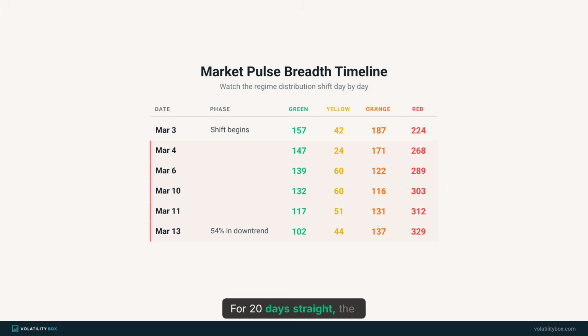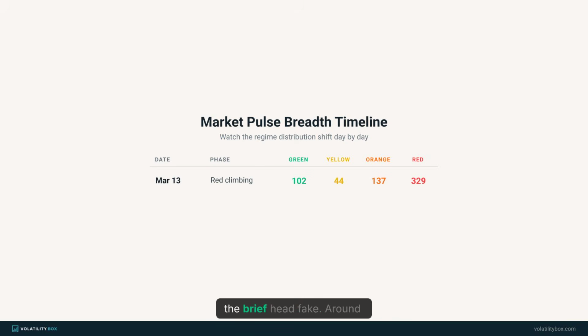For 20 days straight, the market pulse was flashing an increasingly urgent warning, with the number of stocks transitioning to this market stage of deceleration just kept climbing, and the number of stocks in the acceleration market stage kept dropping. And during this entire period, the VIX just sat there, calm, telling everyone that nothing was wrong. Then came the brief head fake.